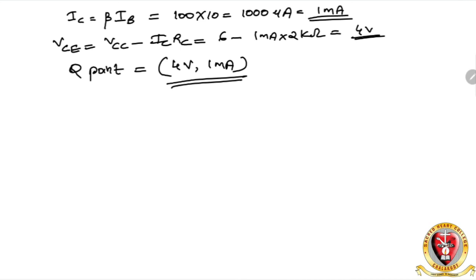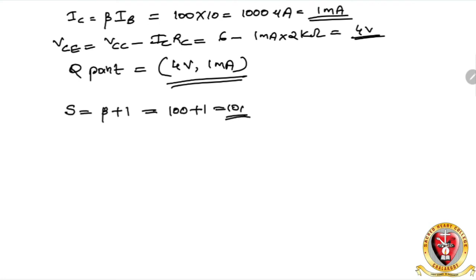Now we have to find out the stability factor. We know that the equation for stability factor in base resistor method is beta plus 1. Here the value of beta is 100. So the stability factor is 101.